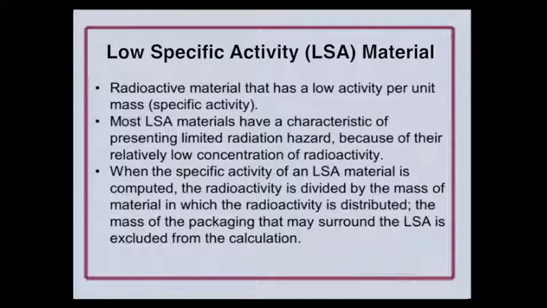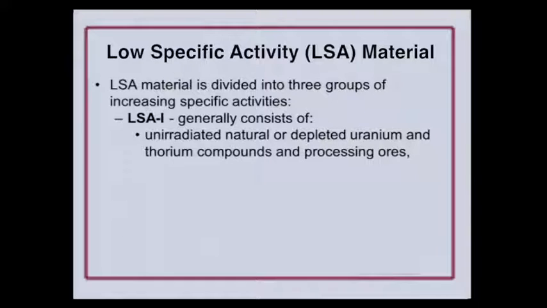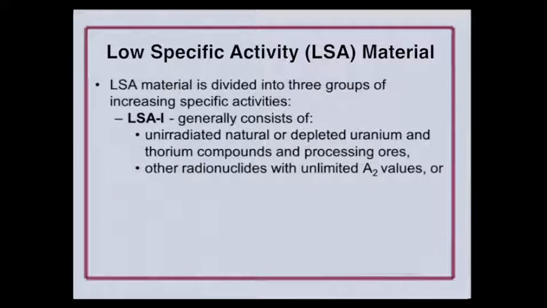Now, LSA itself is split into 3 levels. LSA 1, 2, and 3. LSA 1 being the lowest specific activity, the less radiological hazard. Generally consists of unirradiated natural depleted uranium, thorium compounds, processing ores, other nuclides with an unlimited A2 value. And A2 applies to which form? Normal form, that's right.